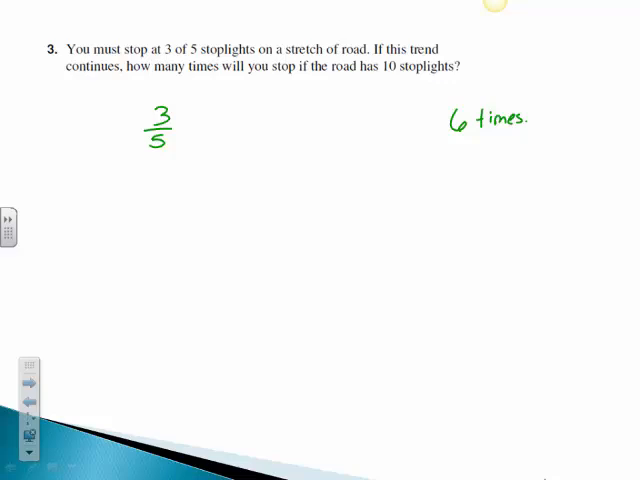So 3/5 of 10. So we take our probability, multiply by how many stoplights there are, and based on this multiplication, we'll get 30 out of 5. So we get 6 times. So if the trend continues, we believe we will stop 6 times on a road that has 10 stoplights.